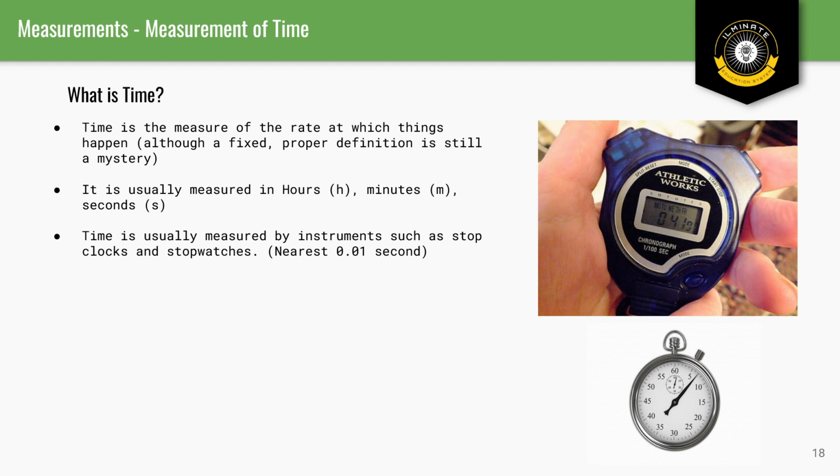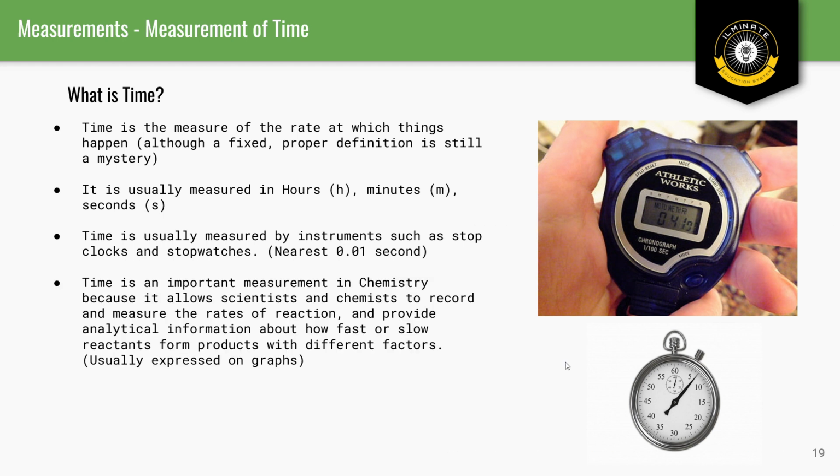So moving on, time is an important measurement in chemistry because it allows scientists and chemists to record and measure the rates of reaction, as we discussed before, and provide analytical information about how fast or slow reactions form products with different factors, which are usually expressed on graphs. So basically, this is the application of time we should be looking at in our syllabus, and which we will be solving questions of.